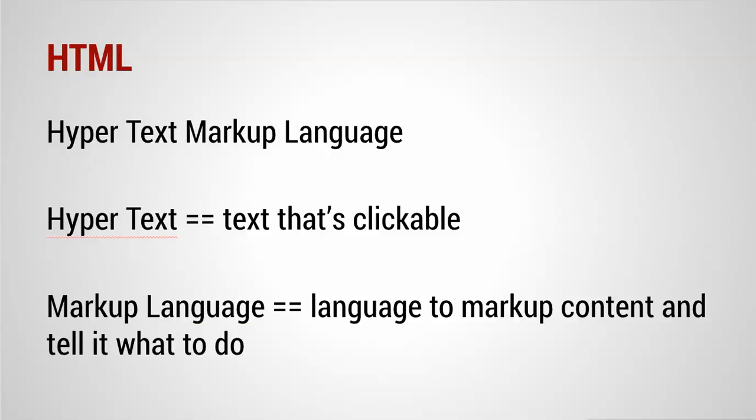Let's talk a little bit about some of the basic building blocks of the web. HTML, Hypertext Markup Language, is the basic coding language for most of the web. And hypertext just refers to text that's clickable. So links, the most obvious example of hypertext, text that is clickable and it takes you somewhere else. Markup language just means you're using language to mark up content and tell it what to do. So hypertext markup language basically just means you have some content, you can make it clickable, and you can use little markup codes to tell it what to do.